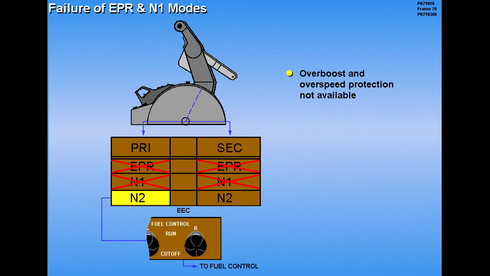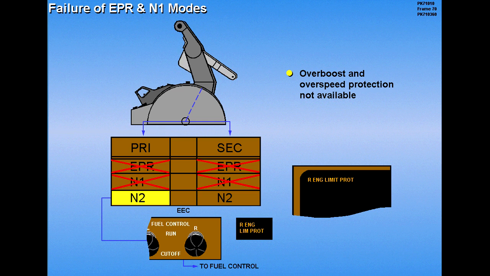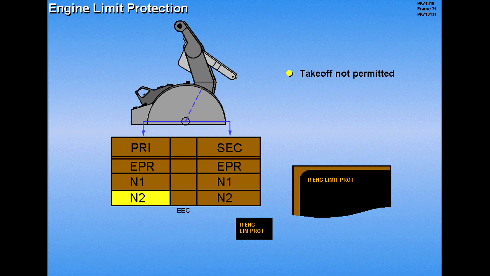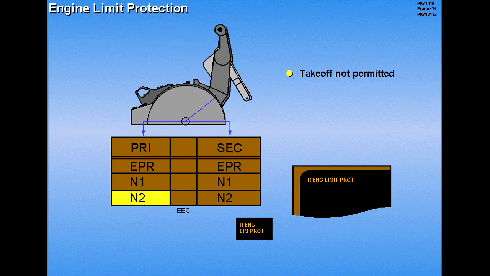This is indicated by the engine limit protection light located beneath the fuel control switches on the pedestal and an associated ICAS advisory message. Takeoff with the engine limit protection light illuminated is not permitted. If the throttle is advanced to full forward, an aural caution alert sounds, and the advisory message changes to a caution message.